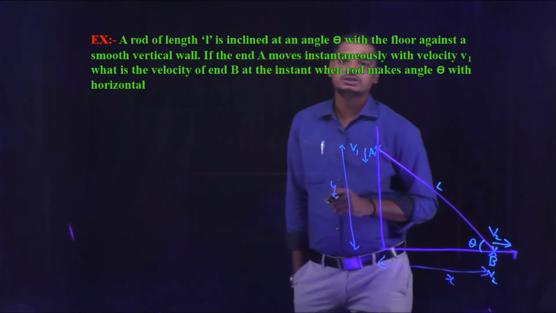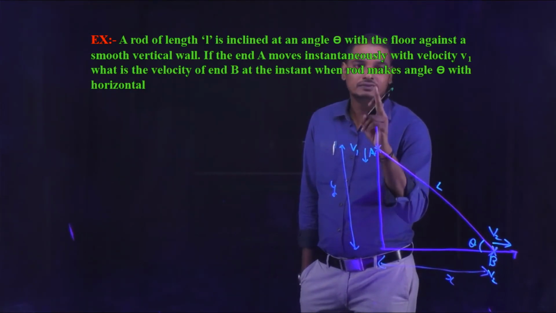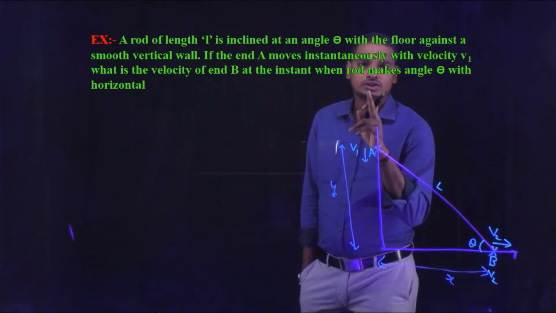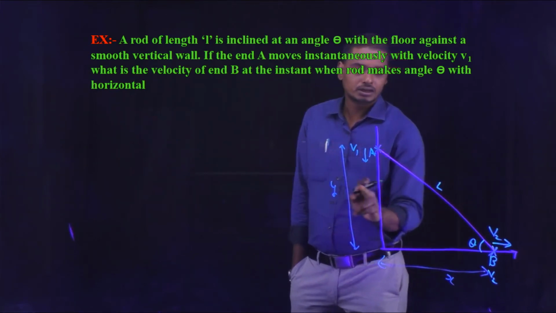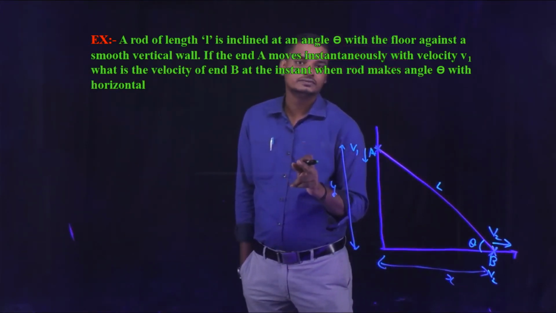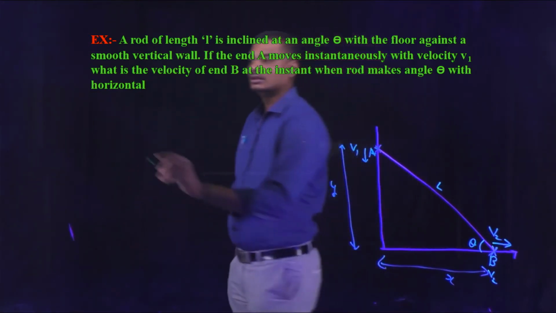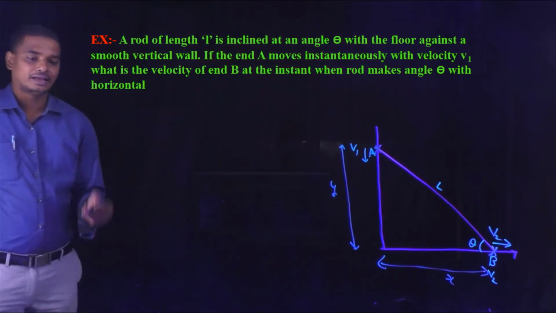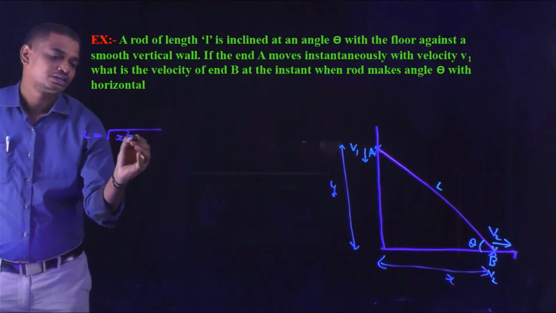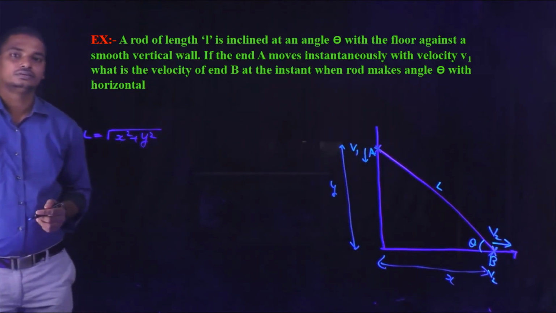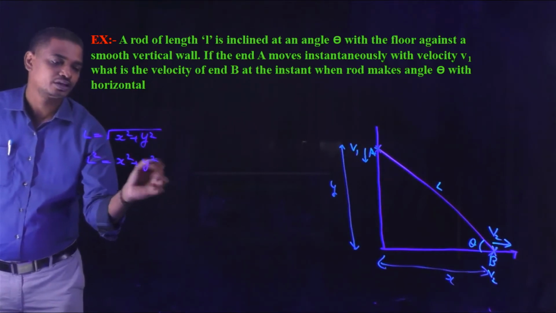So while solving problems of constrained motion, we first need to calculate the length of the string or the length of the rod, which is always constant with respect to time. As the length of the rod is constant with respect to time, but y and x will be changing, write L in terms of y and x. As it is a right angle triangle, the length of the rod is L equal to root over x square plus y square. Squaring on both sides, we get L square is equal to x square plus y square.